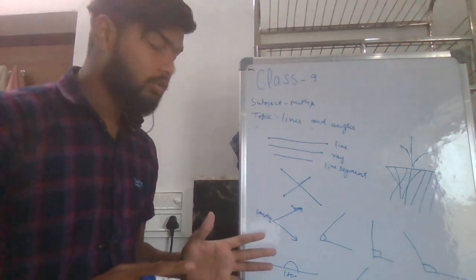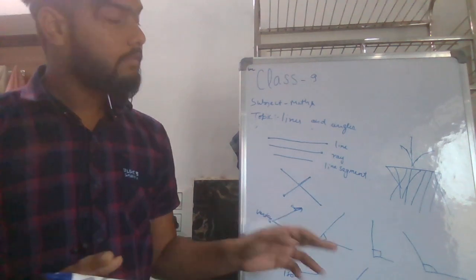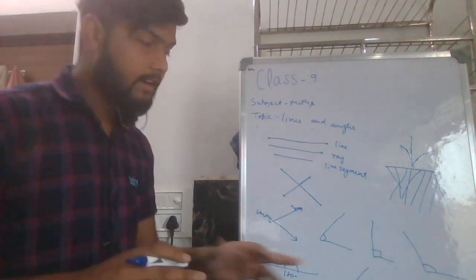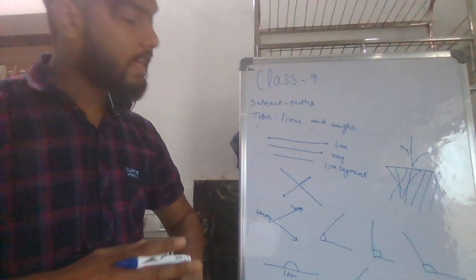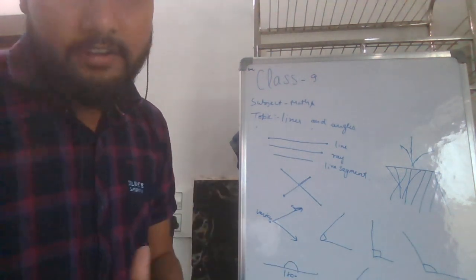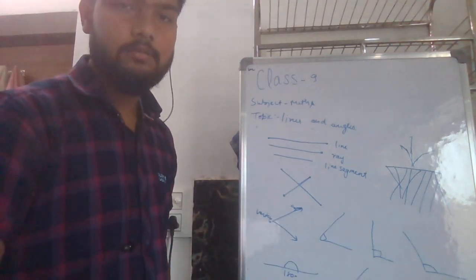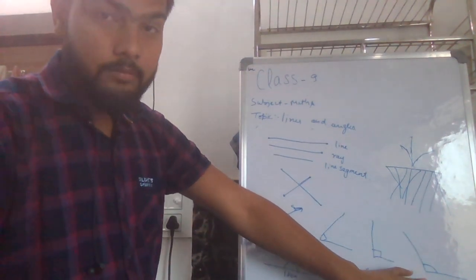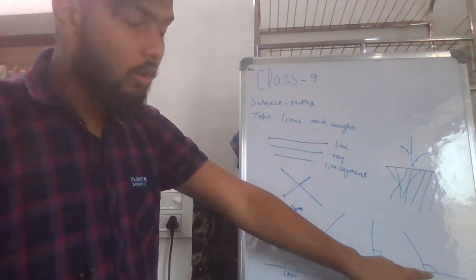Now we come to the acute angle. An angle with a measure between 0 and 90 degrees is an acute angle. If it is exactly 90 degrees, it is a right angle. An angle greater than 90 but less than 180 degrees is called an obtuse angle.